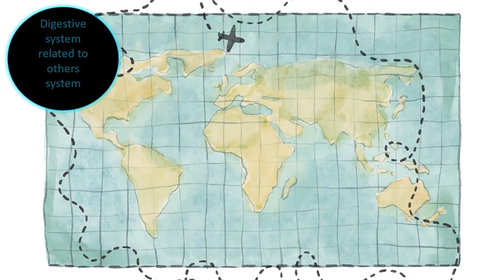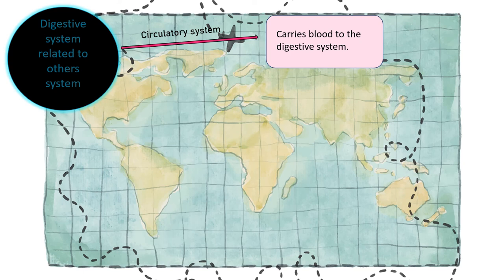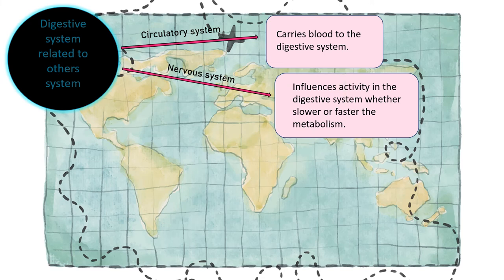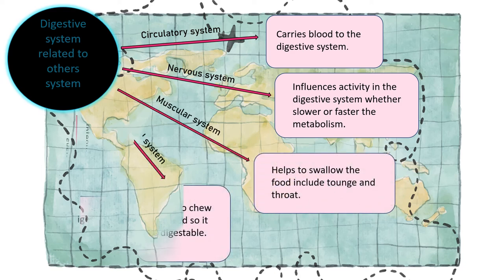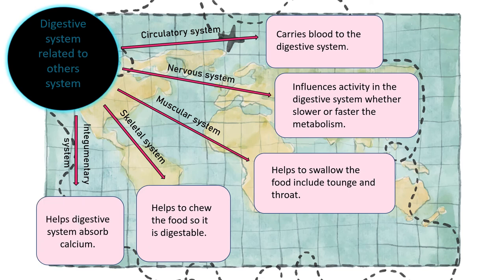Next is what systems are related to the digestive system. First, the circulatory system. It carries blood through the digestive system. The second one is the nervous system. It influences activity in the digestive system, whether slowing or speeding up the metabolism. The third one is the muscular system. It helps to swallow the food, including the tongue and throat. The next system is the skeletal system. It helps to chew the food so it is digestible. The last system is the integumentary system. It helps the digestive system to absorb calcium.